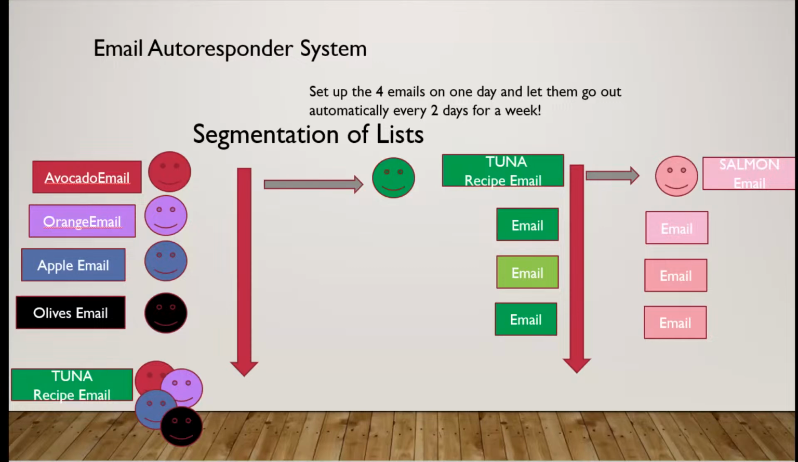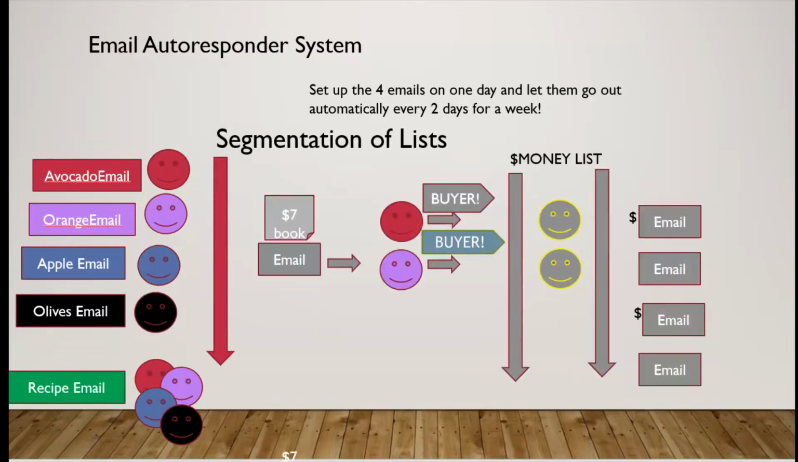The same person can go on a variety of lists depending on what they're interested in, and then you could market to them on different topics. But then you want to segment your list into people who are subscribing to your lists. Those are subscriber lists over on the left. And then if they buy something, they're considered a buyer, so you put them onto a buyer list, and then you send them different emails on the buyer list, possibly with more offers.